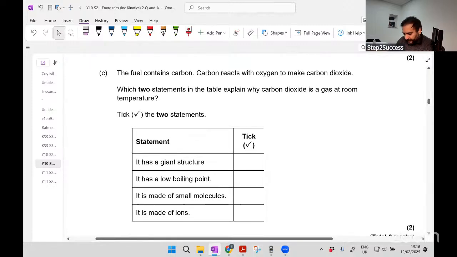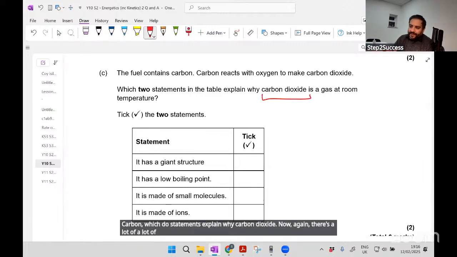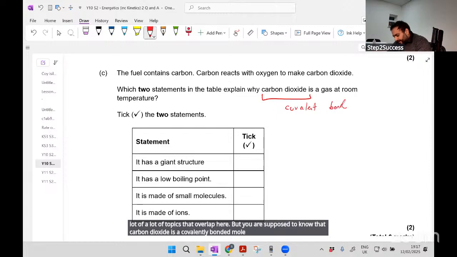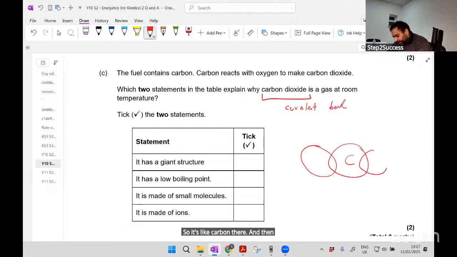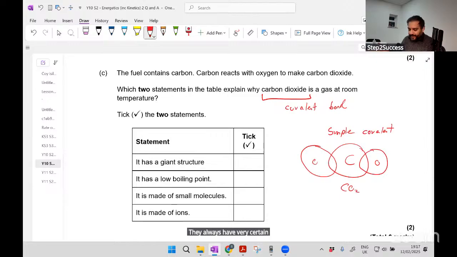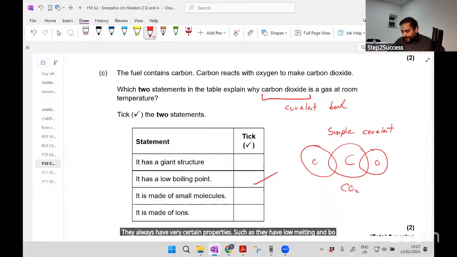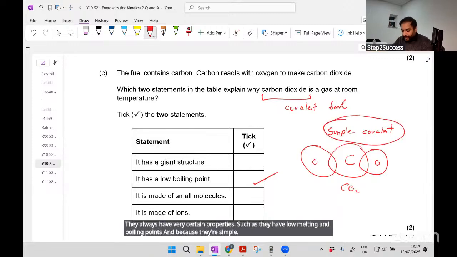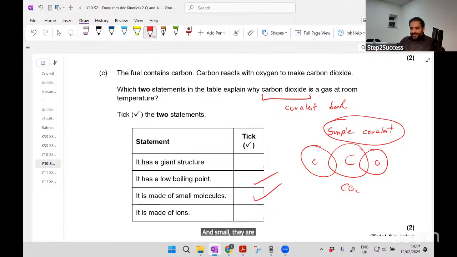Carbon. Which two statements explain why carbon dioxide? Now, again, there's a lot of topics that overlap here, but you are supposed to know that carbon dioxide is a covalently bonded molecule. So it's like carbon there, and then there's like two oxygens joined to it. That's why it's called CO2. Simple covalent molecules always have very certain properties, such as low melting and boiling points. And because they're simple and small, that's kind of the answer to this question.